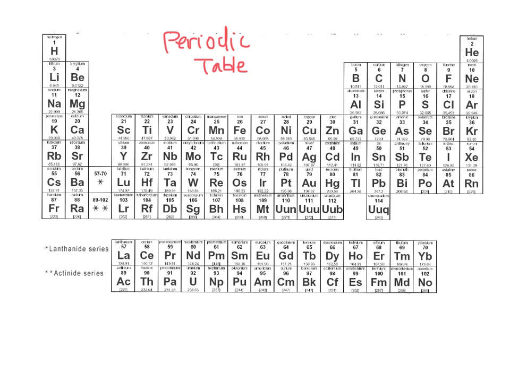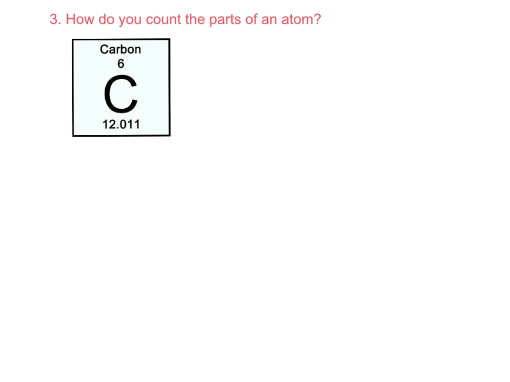But you'll notice that on the periodic table, every element, for example, carbon, has a tile on the periodic table, and in that tile is a whole bunch of information. So let's look at this information and see if we can figure out what it all means. All right, so first things first, you have the element's name.